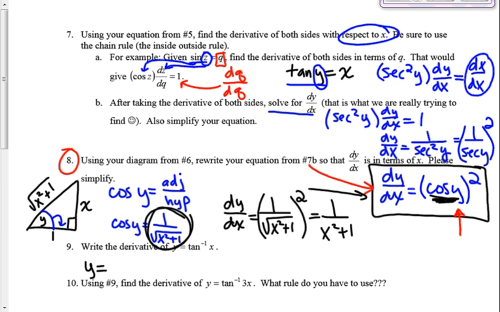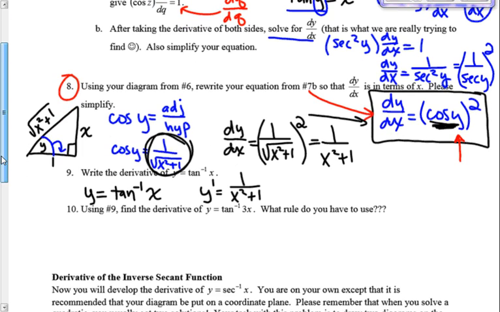If I start with y is the tangent inverse of x, then I know the derivative, y prime, is going to be 1 over x squared plus 1. If you memorize that, your life will be much easier. So let's look at number 10.